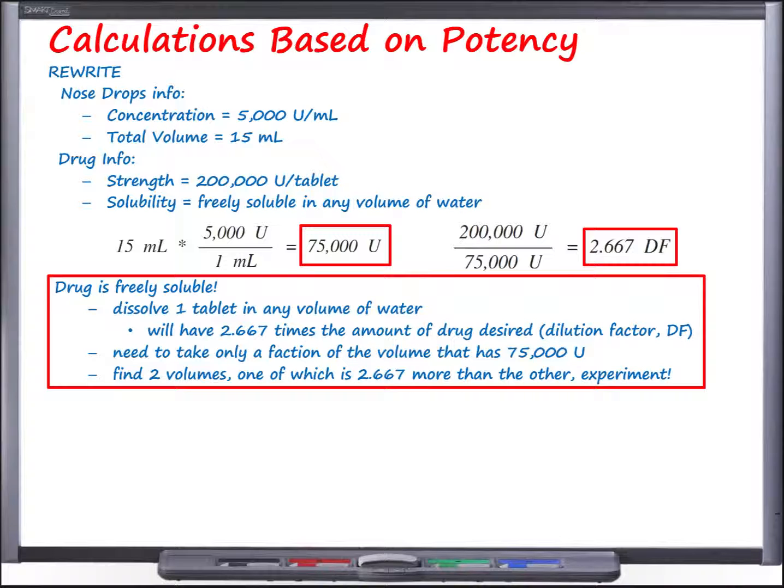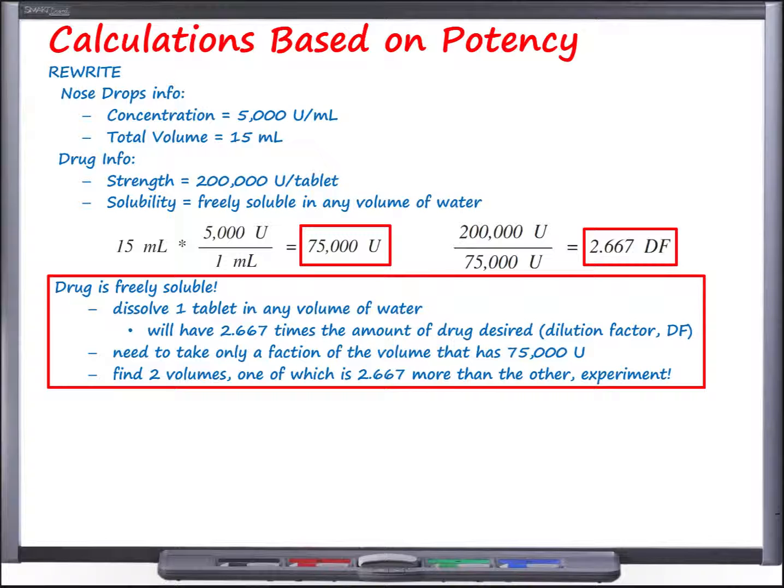So keep in mind what I'm going to do here. We need to find two volumes. I need to find one volume that I initially dissolve my tablet in, and then I need a smaller volume. This smaller volume, whatever volume I choose, if I multiply it by 2.667, has to equal the volume I dissolved my initial 200,000 units in. So I've got to find one small volume that, when I multiply it by 2.667, equals the larger volume. Small volume, large volume.